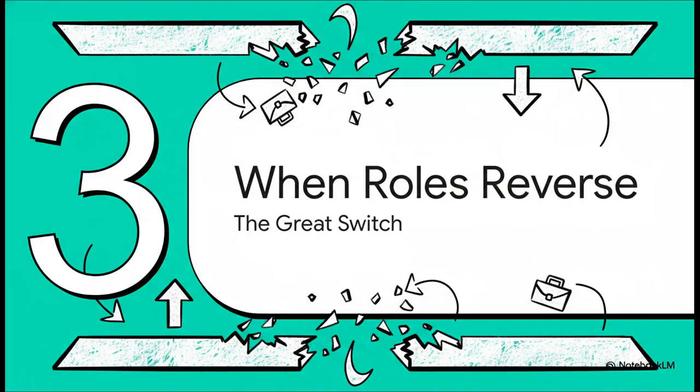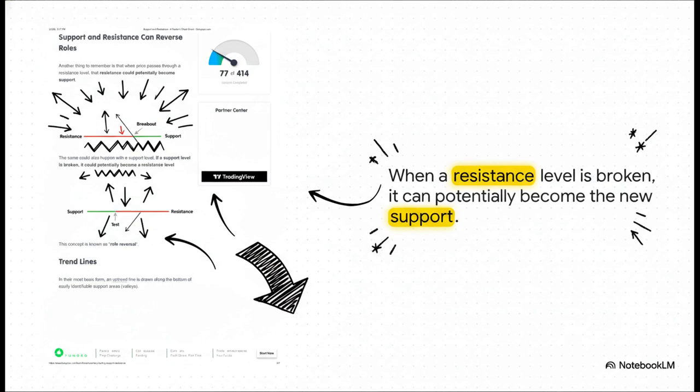All right, now for the really fascinating part. These floors and ceilings, they're not set in stone. They can and do break. And when they do, they often pull off this amazing switcheroo. Check out this diagram up top. So the price is pushing and pushing, and it finally smashes through that resistance ceiling. What happens next is amazing. That old ceiling often becomes the new floor. Traders will watch to see if the price drops back down to test it, and if it bounces, that's a huge confirmation that the old resistance is now new support.